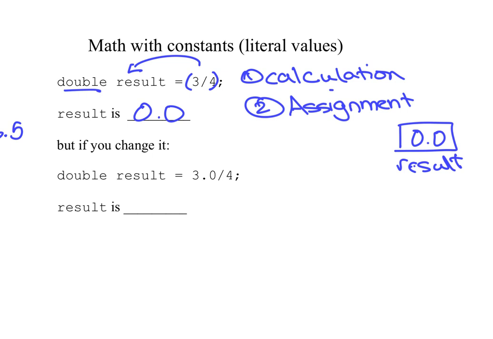So when you're doing the calculations, one of the pieces has to be a double if you want your answer to be a double. At least one. They both could be, that's not the point. So 3.0 divided by 4, that result is going to be 0.75.